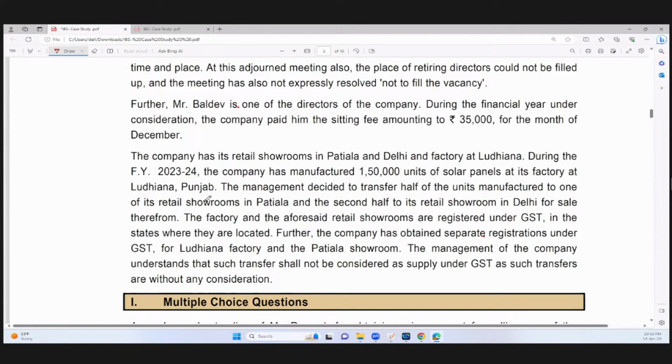So, two very important pillars, students, in this definition. One is consideration, and second is in the course or furtherance of business. So, the exception to consideration, students, is placed in section 7.1 clause C. Activities specified in schedule 1, activities without consideration. Schedule 1 activities made or agreed to be made, even without consideration, will constitute supply. It will be considered as supply.